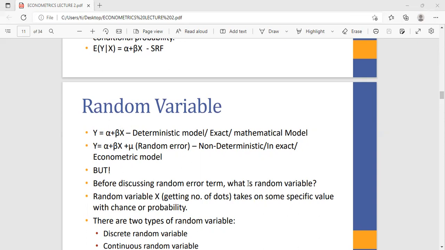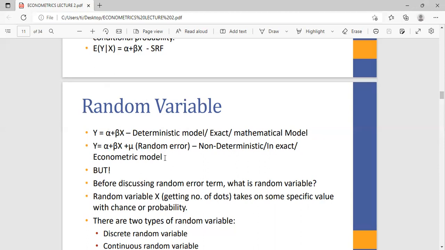But in economics, or in management science, or in social science, or behavioral sciences, whatever you say, we don't deal with exact relationships or mathematical models. In fact, we deal with this type of model. You can see that the difference between this and this is the random error term. In econometrics, we have an equation which comprises two parts. This is the deterministic part, and this is the random component part. So this model is called a non-deterministic, inexact, or econometric model.